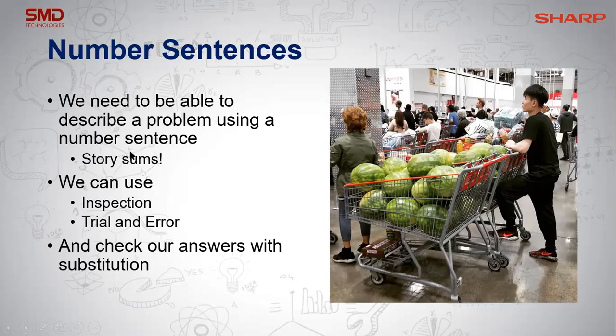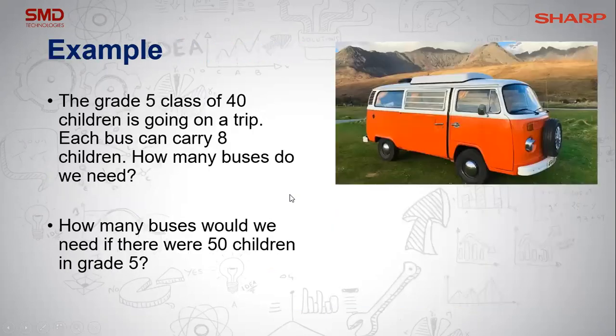Okay, and then from writing down your number sentence, we can use either inspection or trial and error to try and figure out the answer to our number sentence. And then, of course, we can check our answers with substitution, so we can put in the number that we found for the answer and see if it gives us the right answer as well. So here is an example.